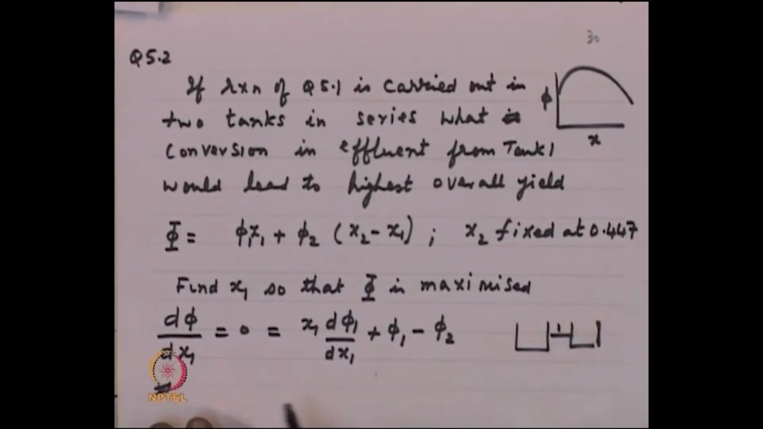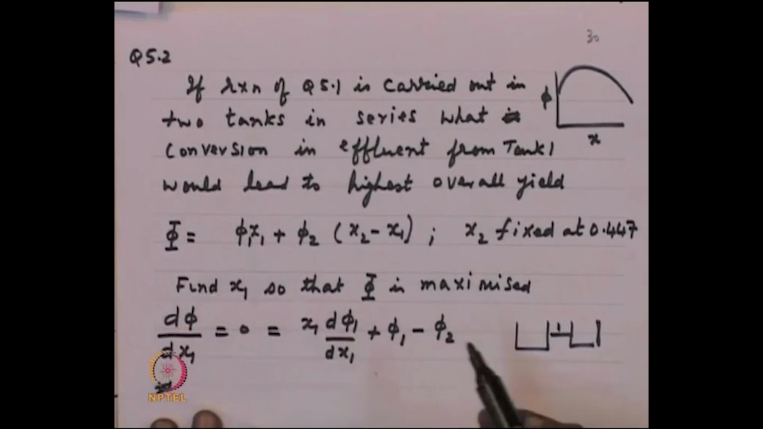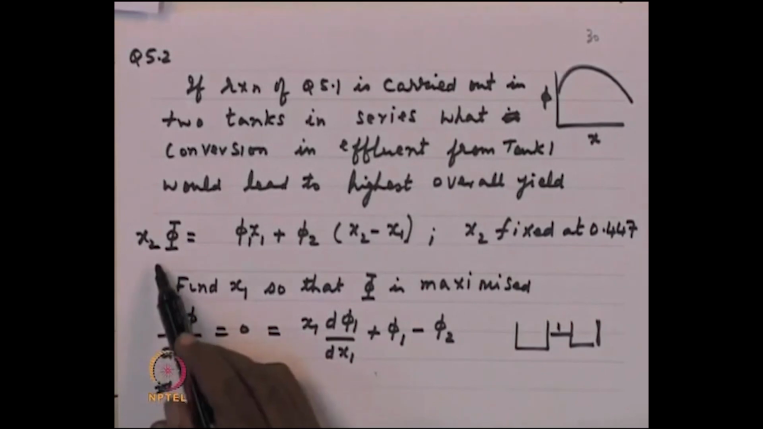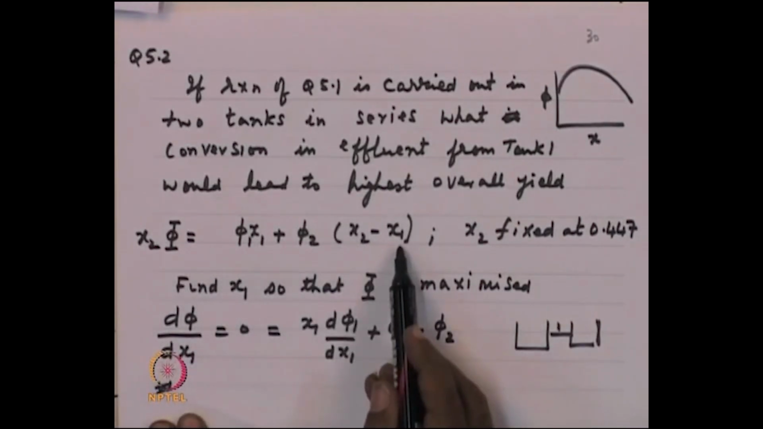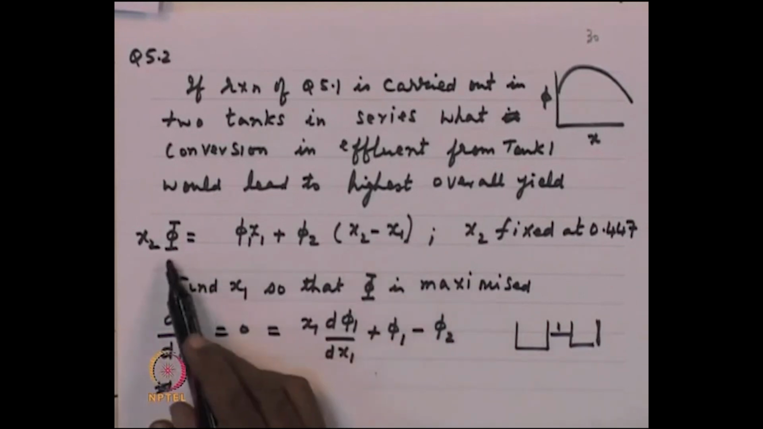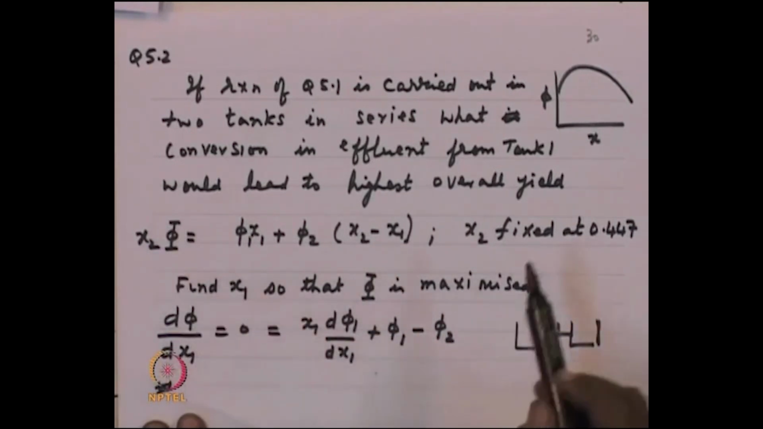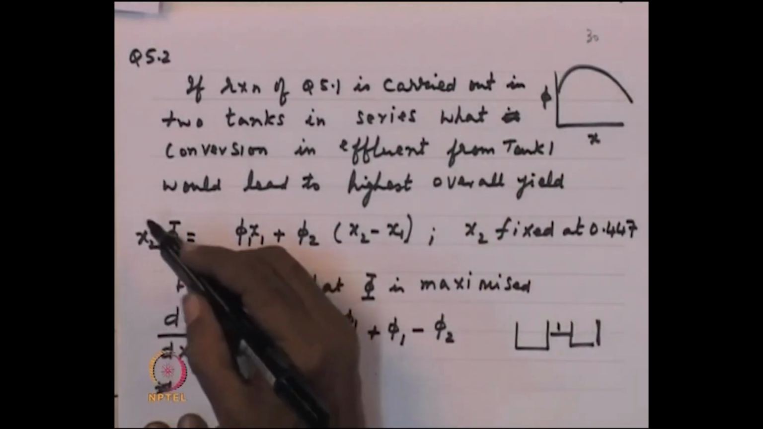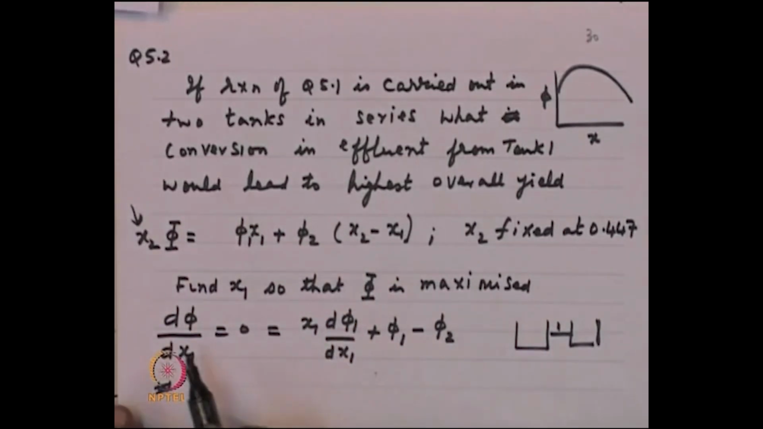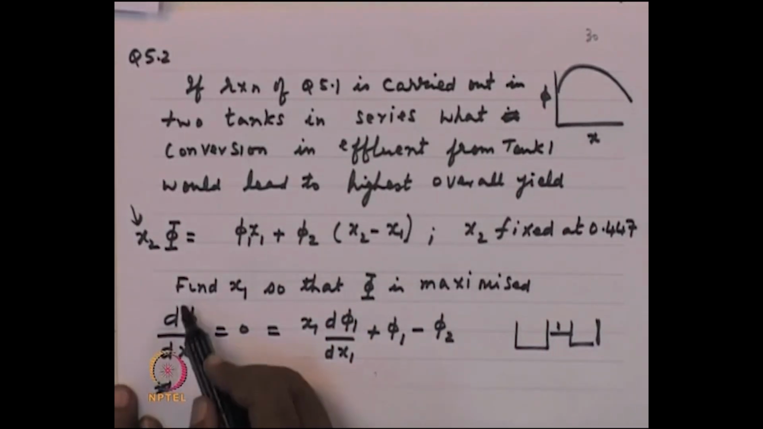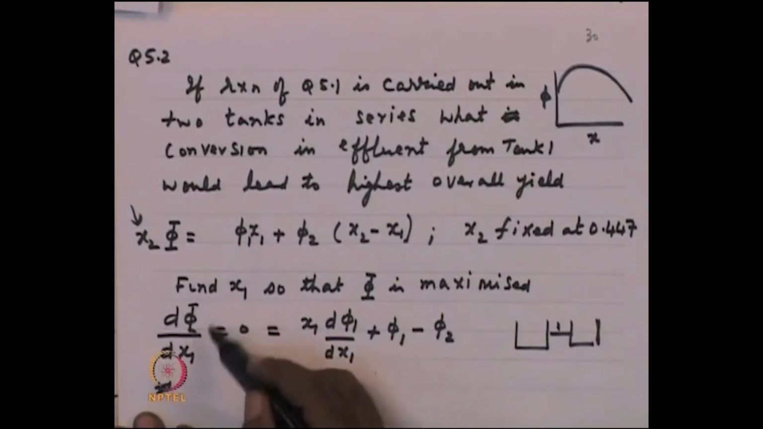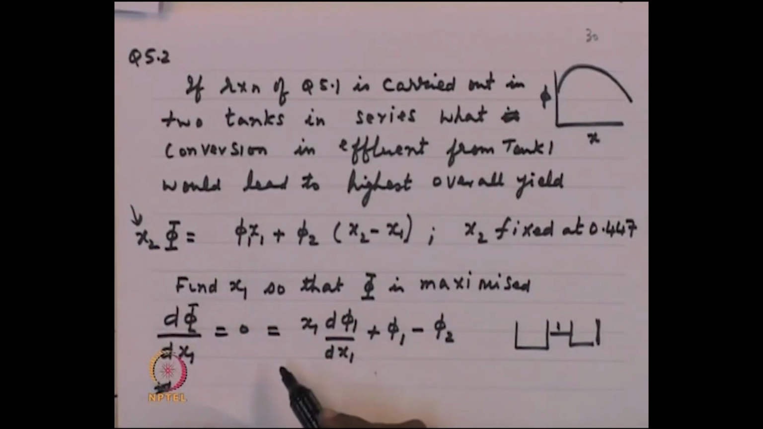We do not know what x 1 is. We know that phi at x 2 is given by, I forgot to write phi x 2, phi x 2 equal to phi 1 x 1 plus phi 2 times x 2 minus x 1. This is the statement of the overall yield. We want a choice of x 1 so that the left hand side is maximized, x 2 is fixed. Suppose we differentiate this overall with respect to x 1 and set it equal to 0, then you can find the value of x 1 at which this goes to a maximum. Is this clear what we are saying?